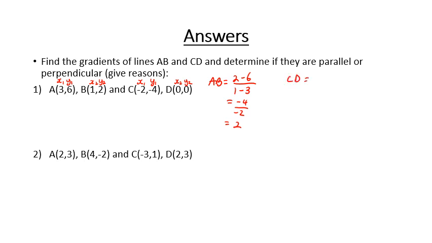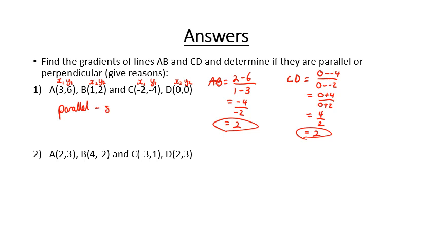My gradient for CD was y2, which is 0, take away minus 4, over 0, take away minus 2, which becomes 0 plus 4 over 0 plus 2, which gives me 4 over 2, which gives me a gradient of 2. So you can see we have the same gradient, therefore these lines are parallel. Same gradient. Let's have a look at question 2.